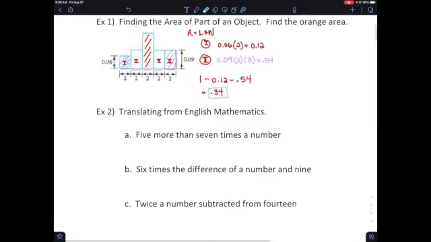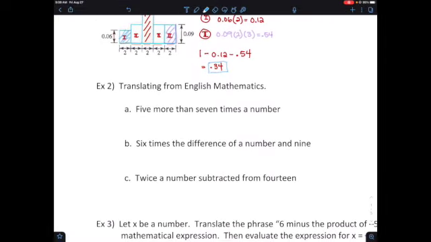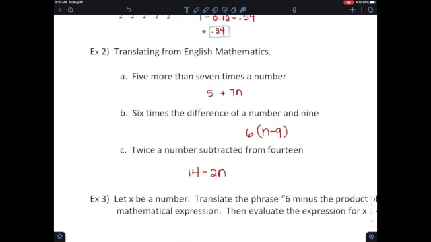Example number 2, translating from English to mathematics. We have done a few of these. Please pause the video and try example number 2 yourself. Answer for example number 2: I do like to read through it with you one more time. Remember, I like to read my things backwards.